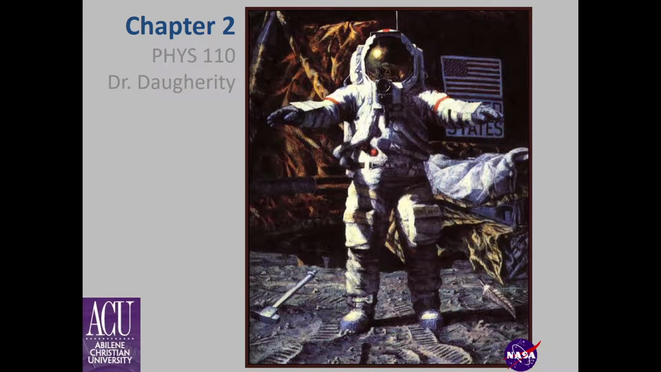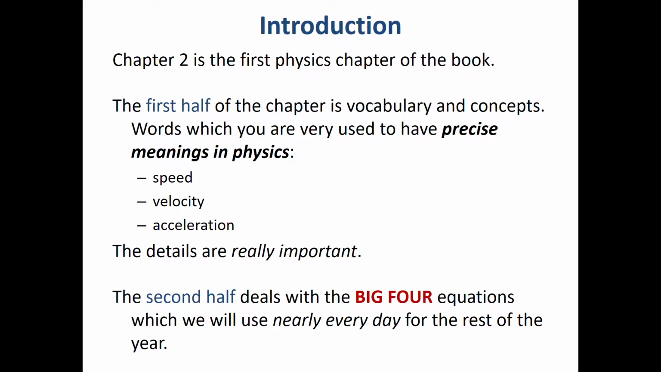Let's talk about Chapter 2. So moving on now to the first physics chapter of the book, we've got two major concepts. The first half is precise words: speed, velocity, acceleration, displacement, the words that we use to describe where things are and how things are moving. Then we're going to relate those variables with equations. We'll call these the big four equations. They talk about how things move. We haven't yet explained why things move, but we're going to be using these quite a lot this semester. They're going to be important for us.